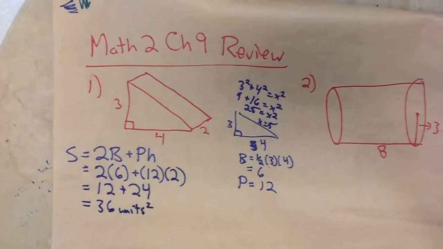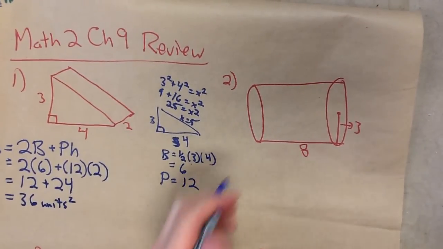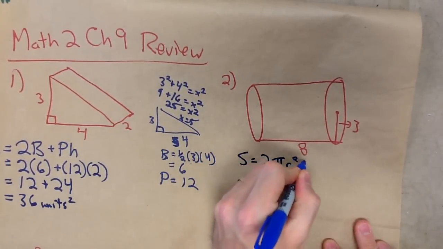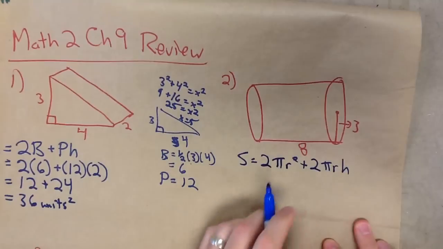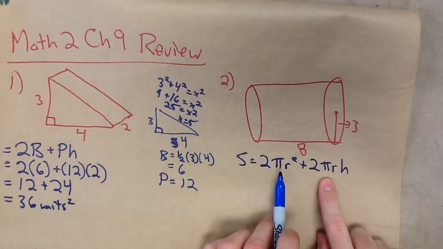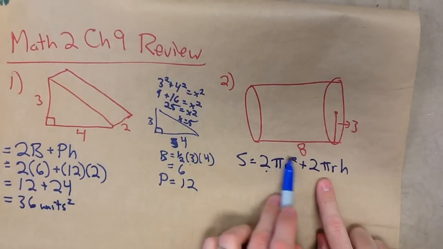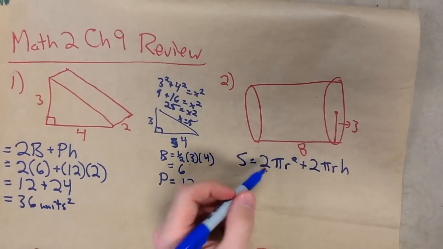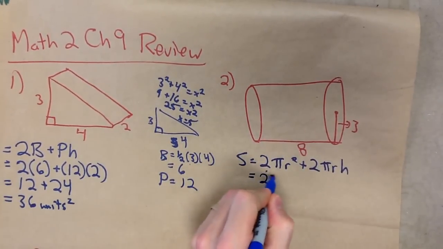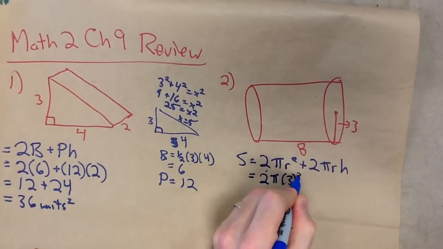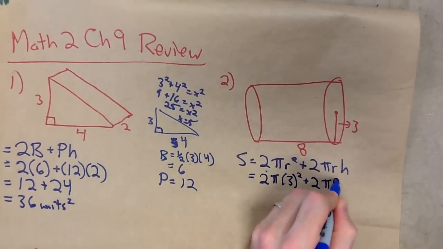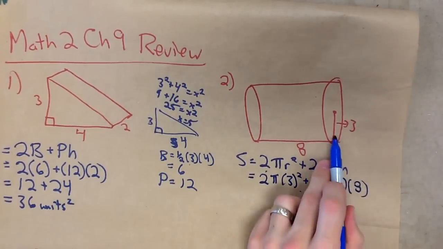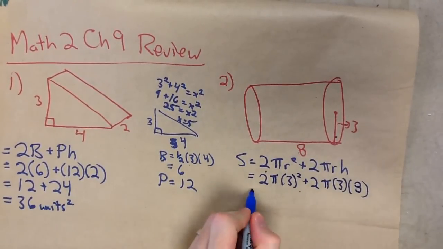For number 2, it is a cylinder, and our formula for a cylinder is 2 times pi r squared plus 2 pi r h. And this is the same as what we just did for the prism, but we have pi r squared is the area of the circle, 2 pi r is the perimeter of a circle, so we just substitute those in. Our radius is 3, so I have 3 squared, plus 2 pi times 3, radius again, and 8 is the height.